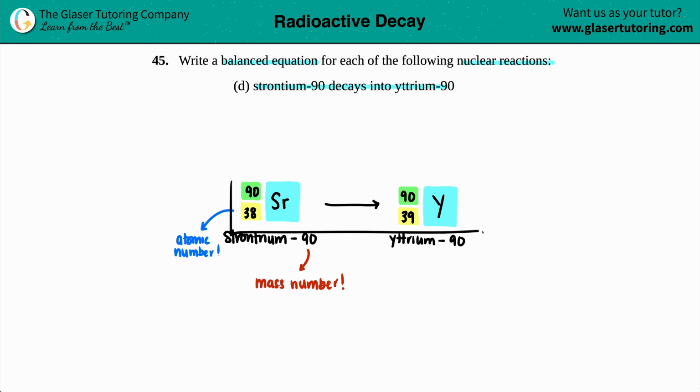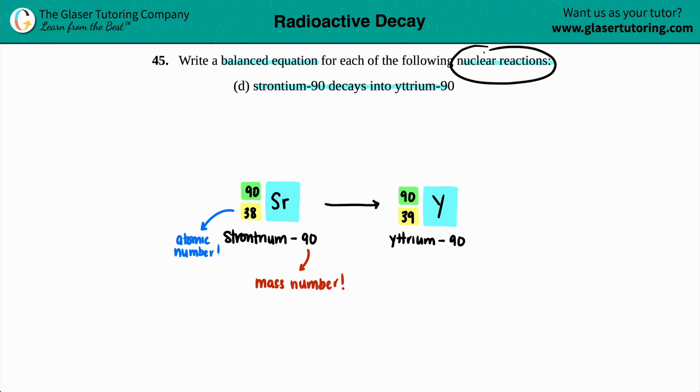But now if we just box this answer off and call it a day, it's not balanced. Treat this yield sign as an equal sign. So 90 equals 90, so that's balanced on the reactant and product sides. But 38 does not equal 39.